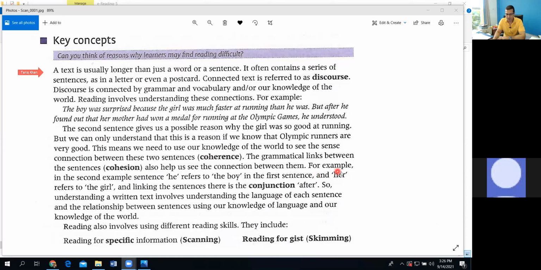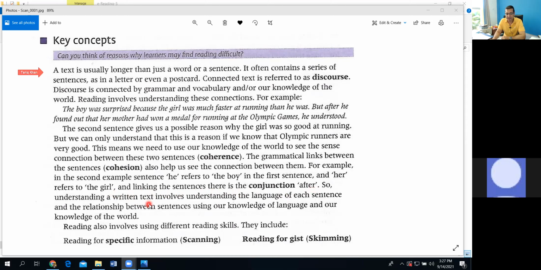Now here they give an example. For example, in the second example, the sentence he refers to the boy in the first sentence, and her refers to the girl. So to understand this he and her, we need to understand grammatical rules. Then we can understand that her is used for the girl, and he is used for the boy. So grammar knowledge is needed. Linking the sentence, there is the conjunction after. We need to know what the role of the conjunction is, how it's linking the sentences with each other, and why they have used after there.